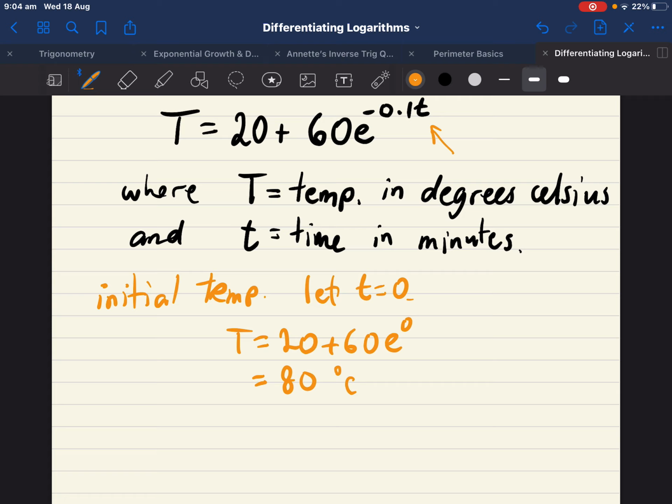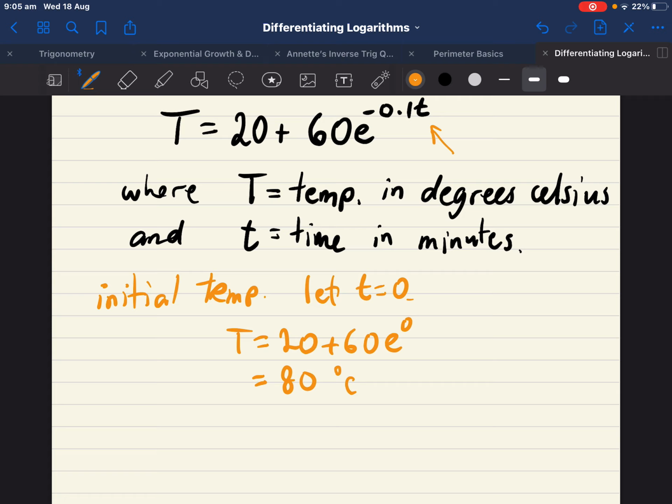And by doing this, you can work out, if you like your pies at 50 degrees Celsius, how long would you need to wait until it's 50 degrees Celsius? And again, you're then just solving an exponential equation, and a pretty easy one at that, to be honest. So pretty fun sorts of questions.